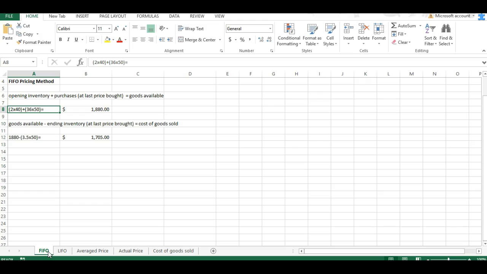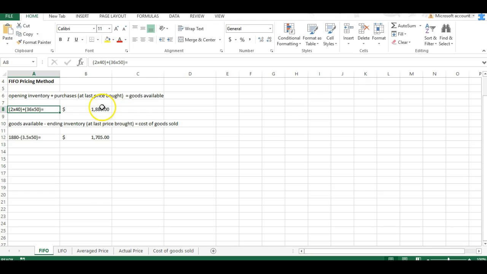So let's look at the methods, and we can plug in our numbers from there. We read our opening inventory: we have 2 cases, and the price we bought them at is $40. Plus all the purchases we made. If you add up all those purchases, there were 36. The last price bought was $50, because it increased $10 because of the gas. All that together gives us our goods available at $18.80.